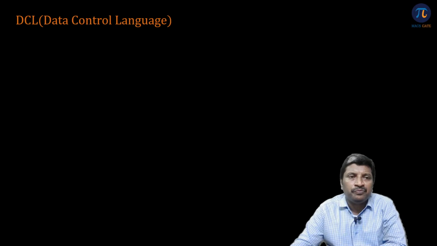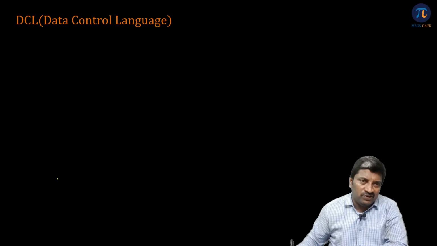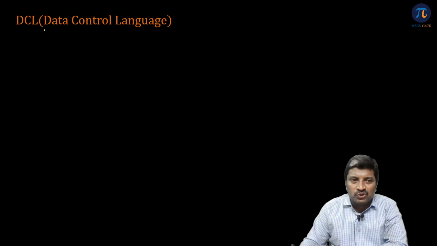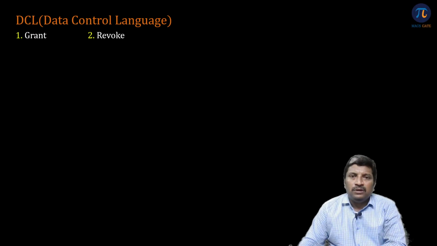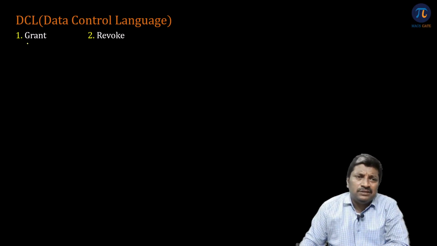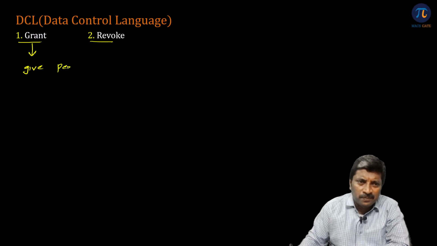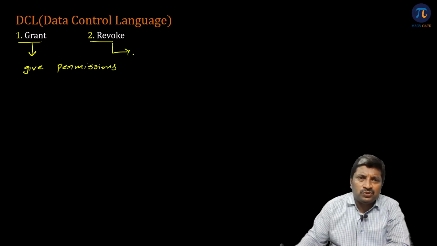Okay. Then coming to DCL, data control language. Sir, this is mainly used to control the authority of the data, that is grant, revoke. This is generally used to give permissions, and this is to take back permissions.